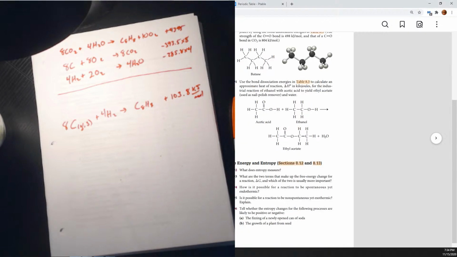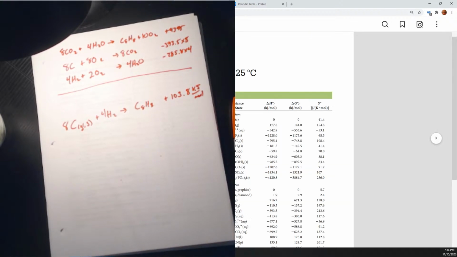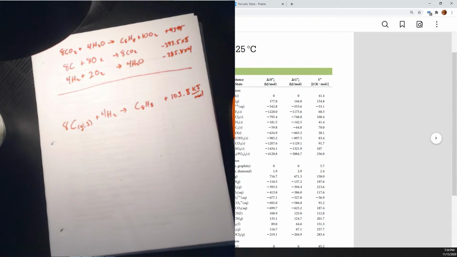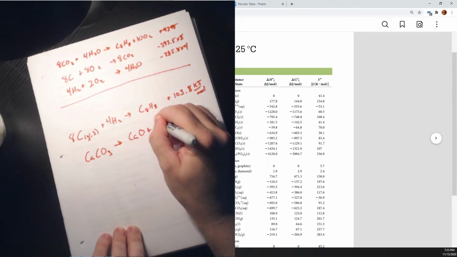Given the standard heats of formation shown in Appendix B, what is the change in enthalpy in kilojoules for the reaction calcium carbonate yields calcium oxide plus CO2? It is positive 294, I think, but we're going to have to go to the appendix to check. So let's see, the appendix starts A10. All right, so calcium. Okay, so we're doing calcium carbonate goes to calcium oxide plus CO2.